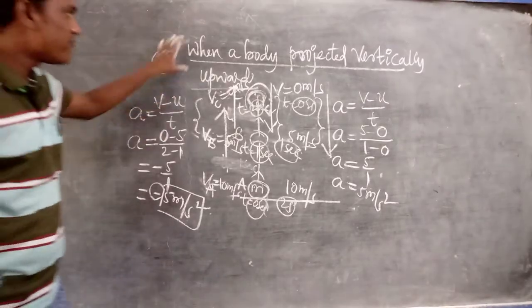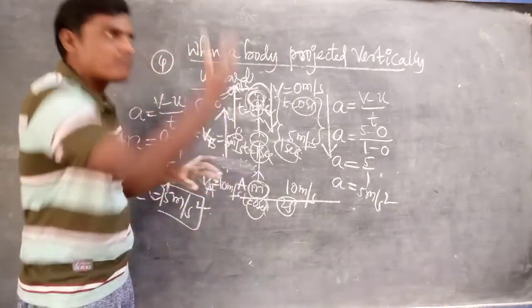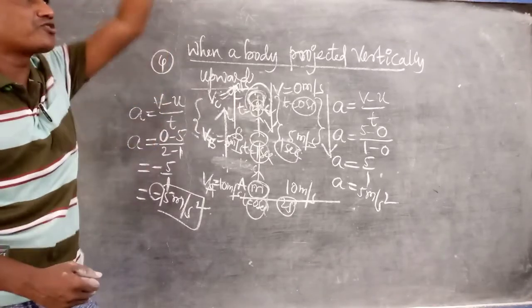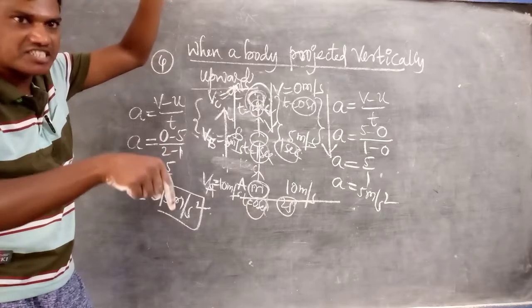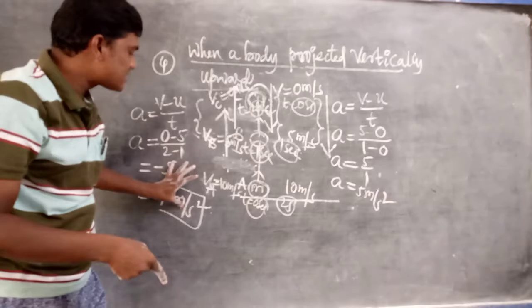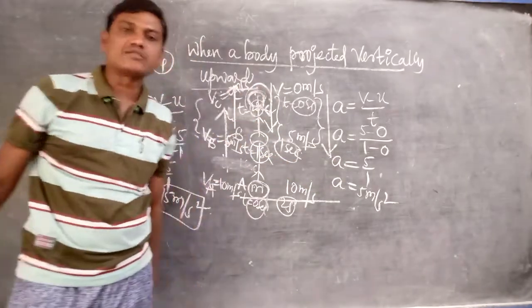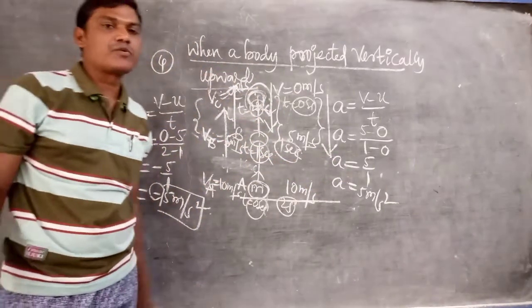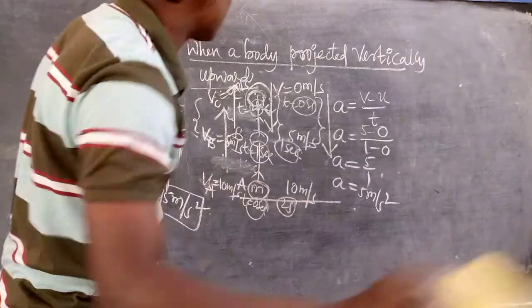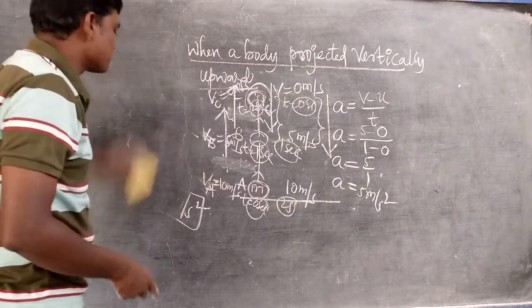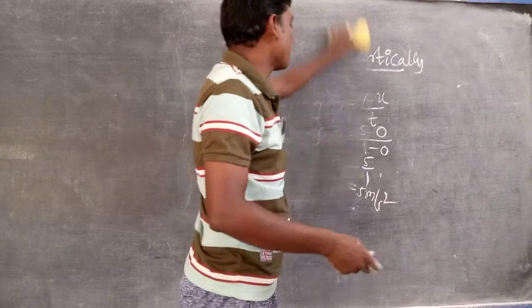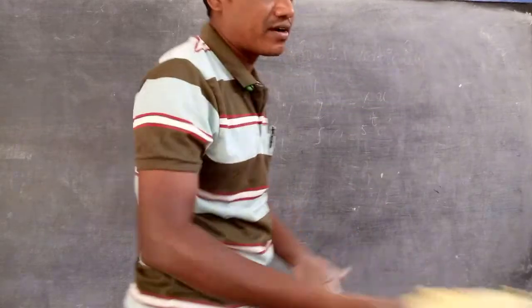So that's why when a body is projected vertically upward into the air, at the maximum height the body which was going upward changes direction. That's why the velocity of the body is reversed. But acceleration is constant at the maximum height when a body is projected vertically upward into the air. This is the best example of this. Velocity is reversed, acceleration is constant at the maximum height when a body is projected vertically upward.